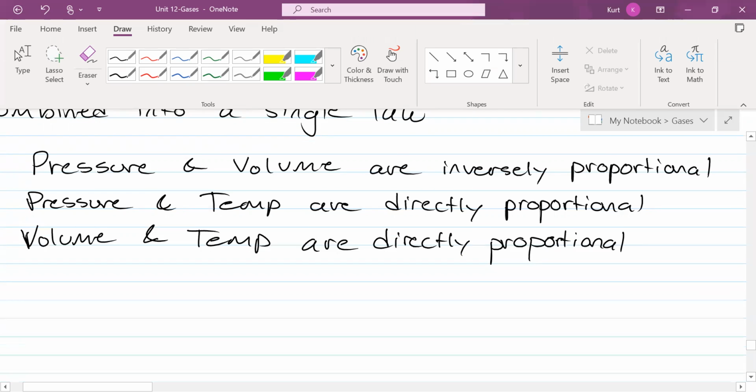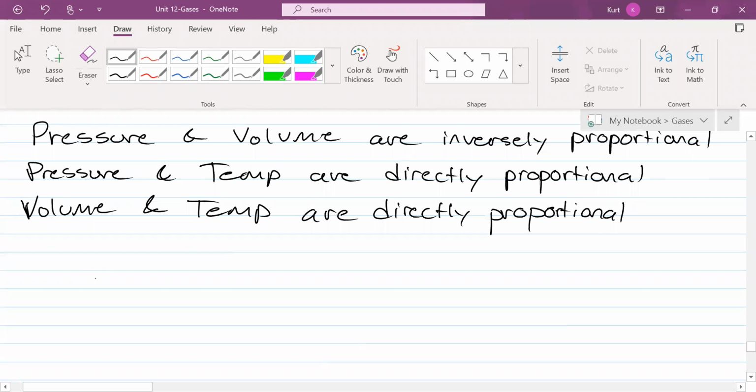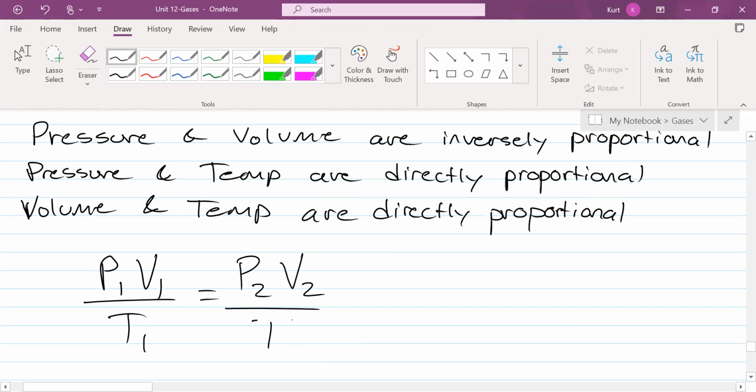The equation for these two is as follows. P1 times V1 over T1 equals P2 times V2 over T2. If you notice, P1 and V1 are still multiplied. That's indicative of Boyle's law. They are inversely proportional. But when you divide them by temperature, that number is going to be directly proportional.